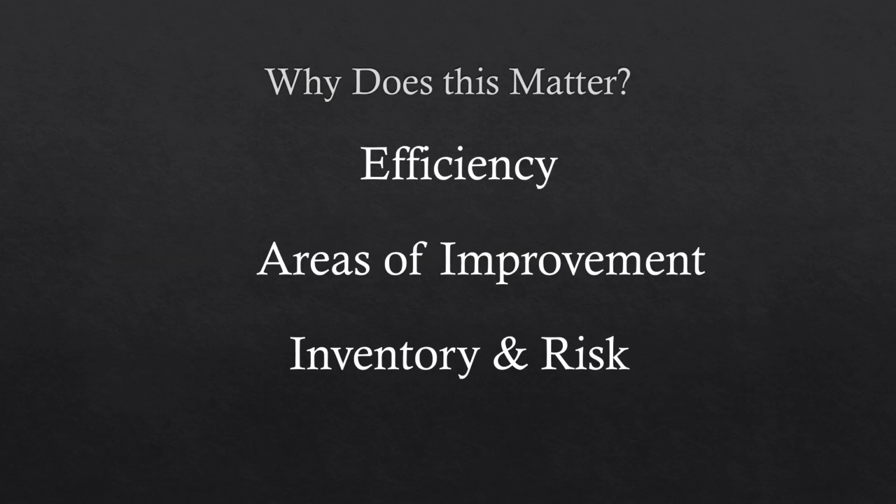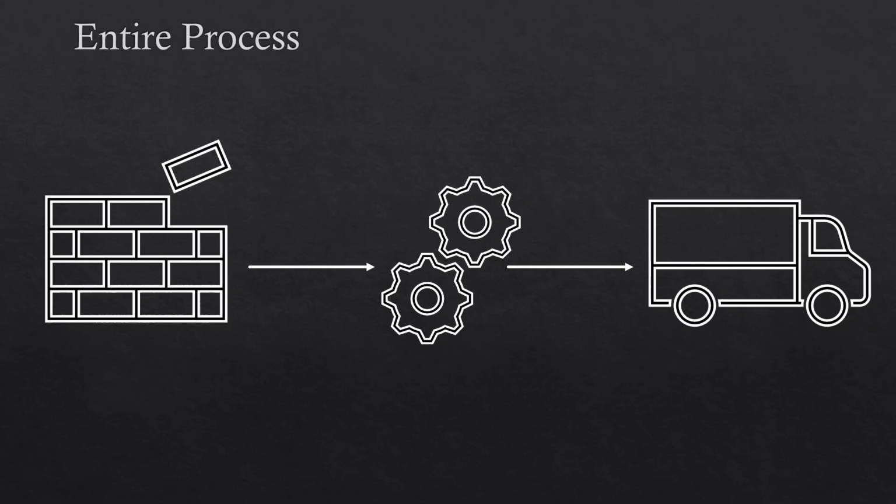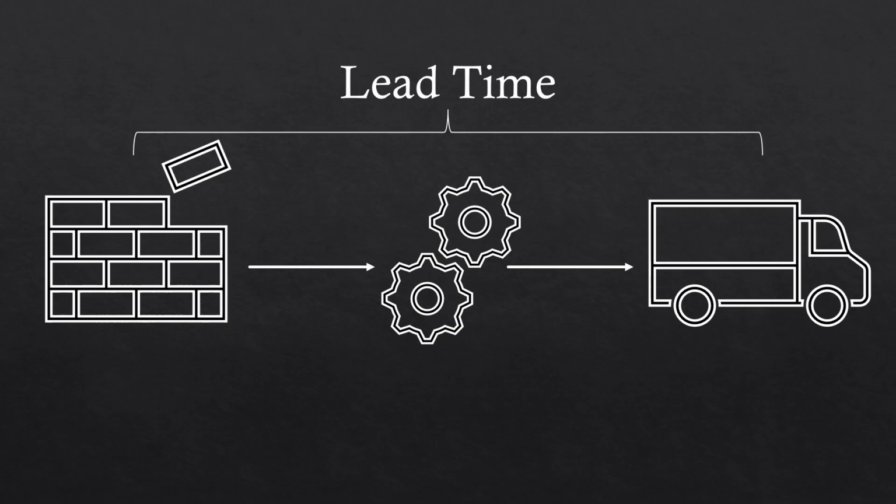Why does measuring manufacturing lead time matter? It helps a company be more efficient as it can recognize specific areas of improvement. Additionally, it helps a company recognize how much work in progress inventory they have in the manufacturing process. The longer the lead time, the greater the cost and risk associated with all the inventory stuck in the process. Finally, let's take a look at the lead time for the entire process. This includes purchasing the raw materials, creating the item, delivery, and everything in between.